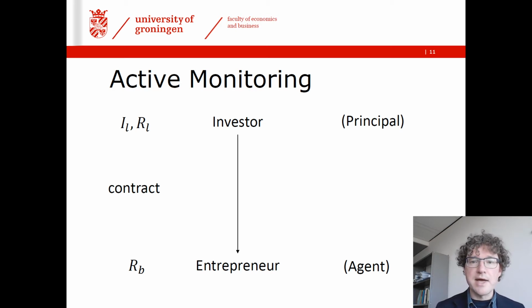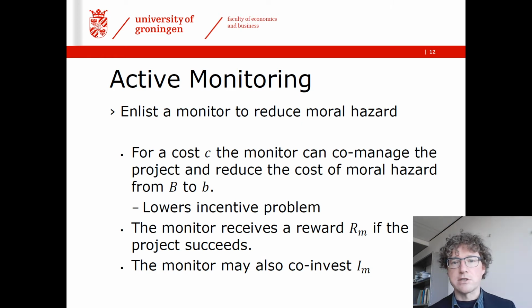So we're going to look again at this principal agent model, but now with an additional player. The additional player is going to be the monitor, or perhaps the supervisor. This monitor is going to be enlisted to reduce moral hazard, at some cost, so the monitor has to incur some costs to co-manage the project. If this monitor gets on board, the monitor can take an action at a cost C, which you might interpret as gathering some information on the different strategies that are available to the firm.